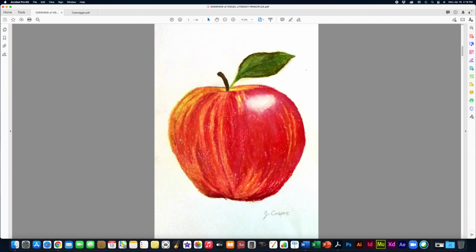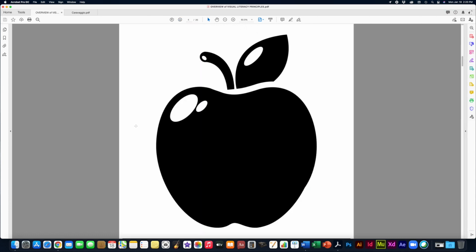So again, because of those choices, it does two things. It removes the apple further from reality, and it gives you the ability to tell a different story about this apple. Who drew this apple? Why did they draw the apple this way? What's their story?